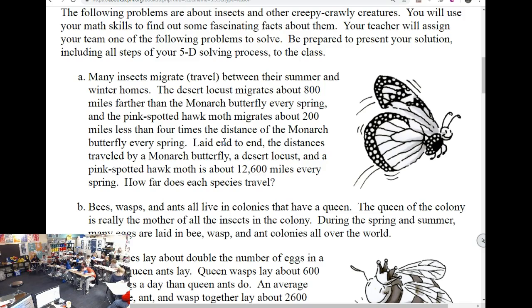Many insects migrate, traveling in their summer and winter season. The desert locust migrates about 800 miles farther than the monarch butterfly every spring. And the pink spotted hawk moth migrates about 200 miles less than 4 times the distance of the monarch.